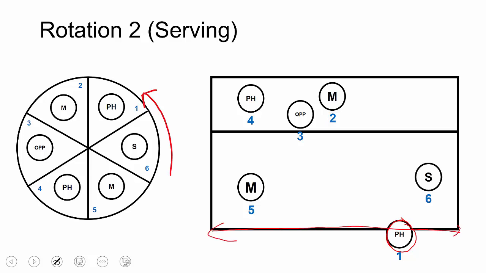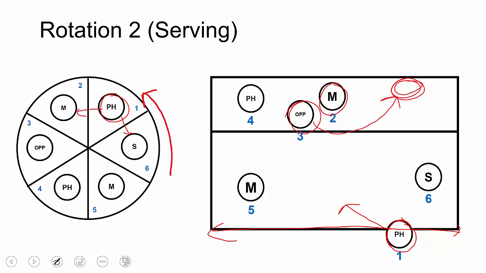Okay, so when we're receiving, if we're looking at the pass hitter here, the pass hitter has to be to the right of the setter and to the left of the middle up here. Okay, but in this case it doesn't really matter. And once the pass hitter serves, they'll go defend in 6. Okay, the only other thing is the opposite, because the opposite here, the default position is over here, so the opposite will run over here.